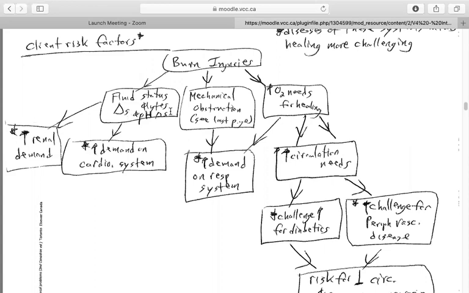The fluid and electrolyte shifts and all those changes are going to increase demand on the cardiovascular system. And so even getting the boluses can put the heart under workload. So if you have a heart that is weak, CHF or something to begin with, this can really complicate things here.